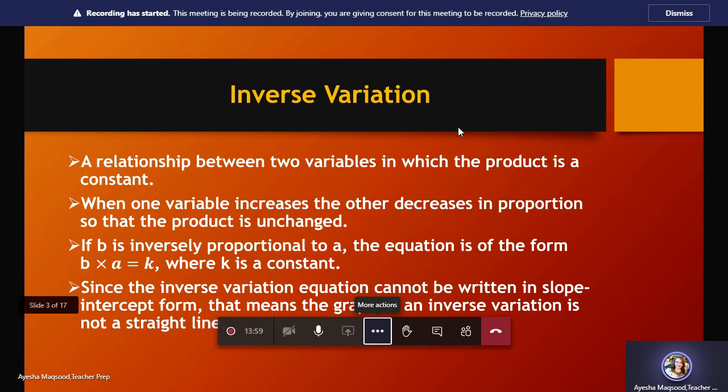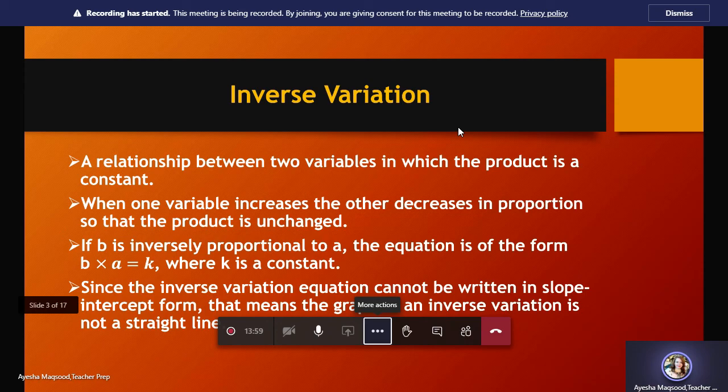Is this clear? For finding the value of k, you can see that it satisfies the first definition, that it will always be the product, and the product will be a constant. And we know that in the equation, k represents the constant of variation. So if I multiply y and x, the answer will be k, and that k is a constant. Is this clear?